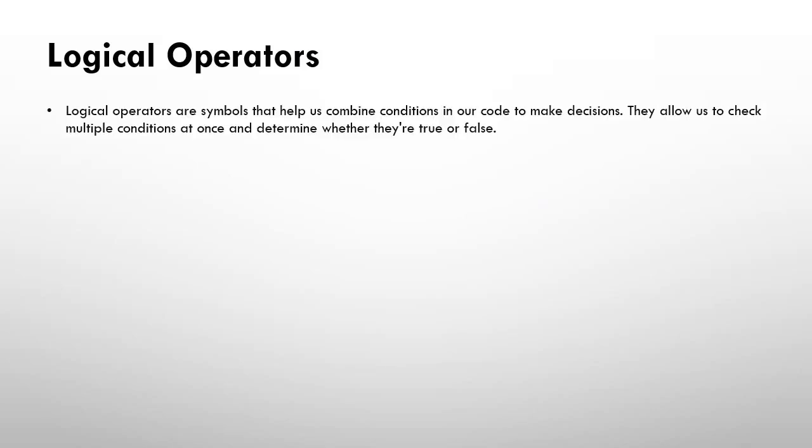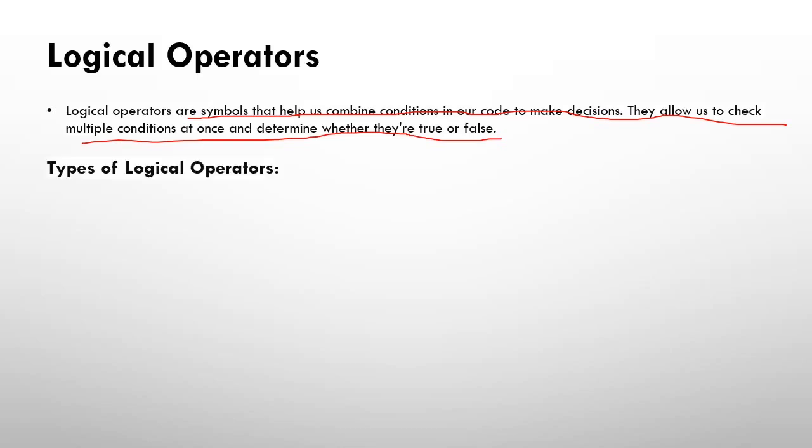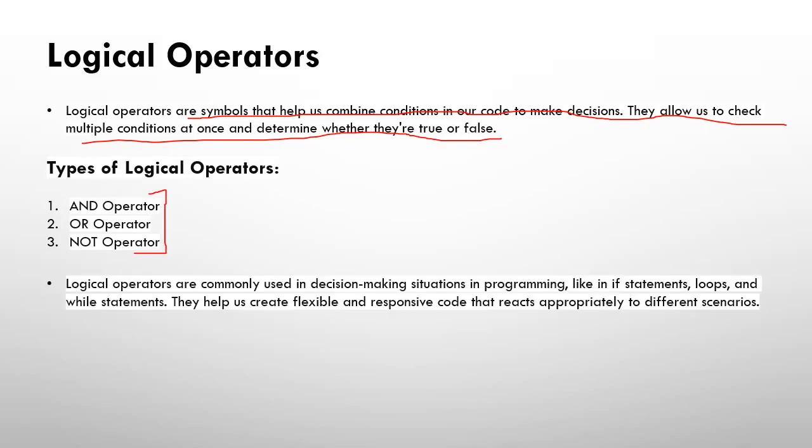logical operators. Logical operators are symbols that help us to combine conditions in our code to make decisions. They allow us to check multiple conditions at once and determine whether they are true or false. Types of logical operators. Three types of common logical operators are AND operator, OR operator, and NOT operator. Logical operators are commonly used in decision-making situations in programming, like in if statements, loops, and while statements. They help us create flexible and responsive code that reacts appropriately to different scenarios.